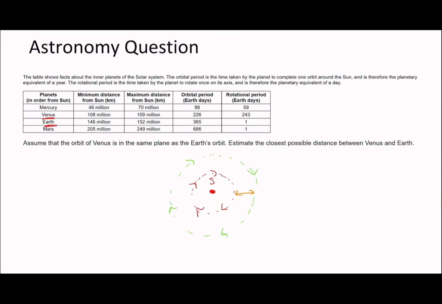So Earth is here. Venus is on the inside, Earth is on the outside. We want the Venus value to be as great as possible, because we want it to be as close to Earth, which is why we use the 109. And we want the Earth one to be as small as possible because we want it to be as close to Venus as possible, going this way. So it's simply 146 million minus 109 million, which is 37 million kilometers. Okay, so that's what the answer is.